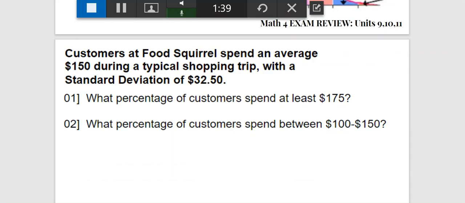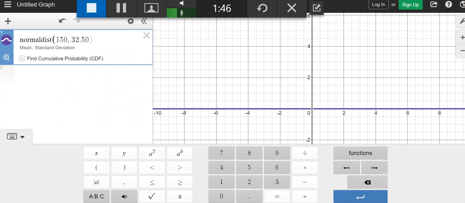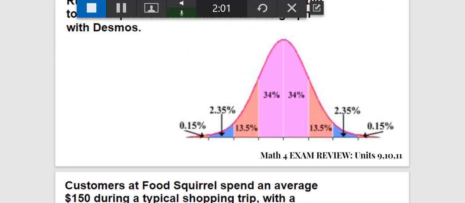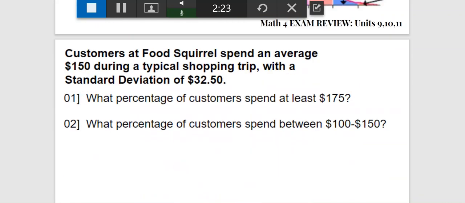Now, they asked the question, what percentage of customers spend at least 175? That's 175 or more. So we're going to say 175, and the maximum is infinity. Now, from that point, that is 22%. Here, that would be something like doing this, and that would be 22% that way. That would fall somewhere between the mean and the first standard deviation. But anyway, 22% is what we found out for these guys who spend at least $175 when they go shopping.